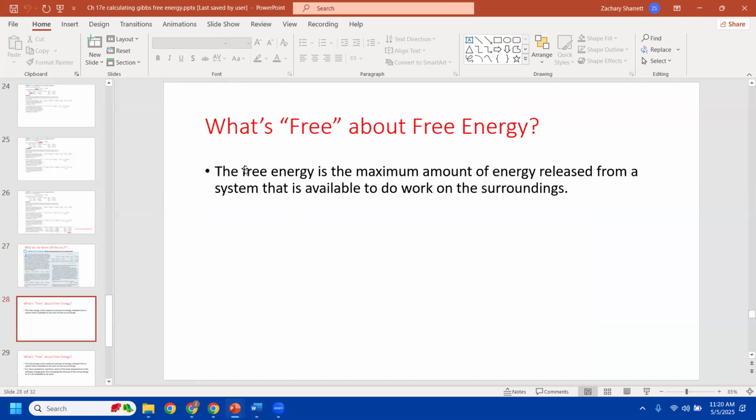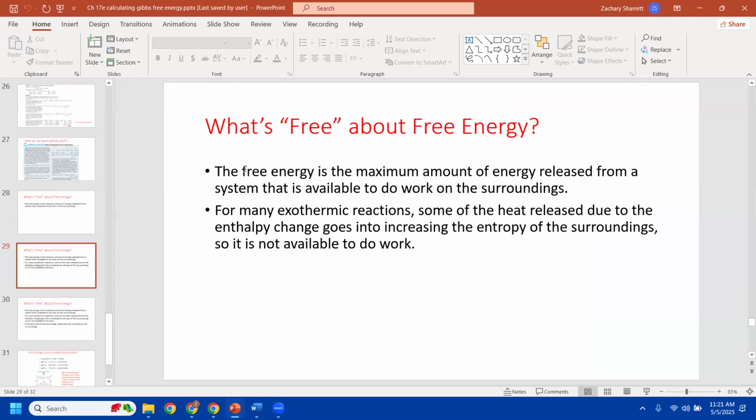Okay. Why do they call it free energy? What's free about the word free energy? Free energy just tells us the maximum amount of energy released from a system that is available to do work to the surroundings. For many exothermic reactions, some of the heat released due to the enthalpy change goes into increasing the entropy of the surroundings.